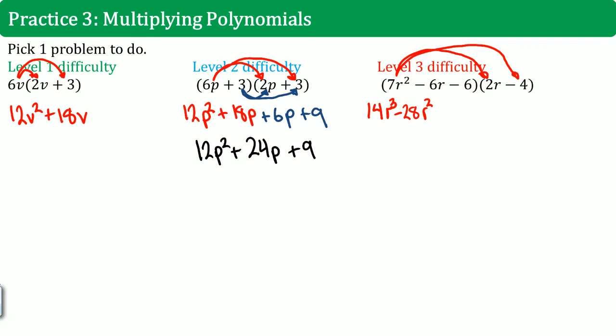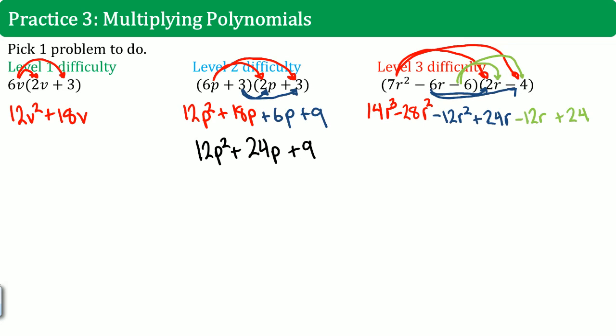Now we're done there. Now let's do the negative 6r times 2r. That gets you negative 12r squared. Negative 6r times negative 4 gets you positive 20. Is that 24? Let me do that in the calculator. Negative 6 times negative 4. Yep, positive 24r. Then we have one more term. So negative 6 times 2r gets you negative 12r. Negative 6 times negative 4 becomes positive 24.